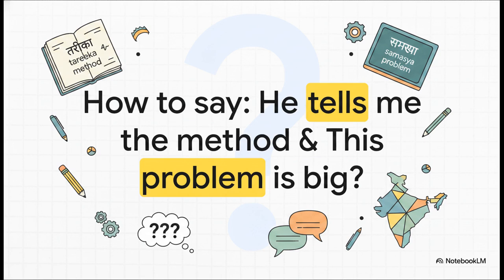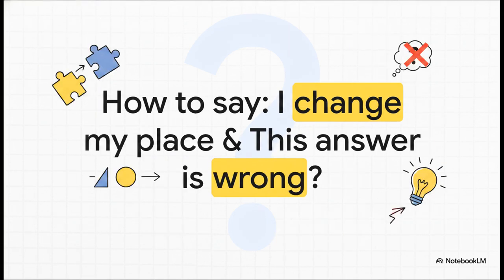Okay, let's look at prompts 3 and 4. How do you say, he tells me the method? And how do you say, this problem is big? Think back to the nouns we focused on earlier. Try to recall exactly how we used tarika and samasya in our practice sentences. Write those down. You are doing great.